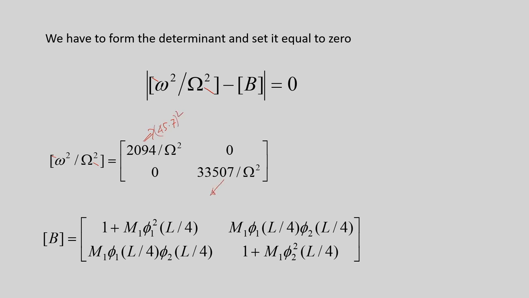And this is nothing but your 183.05 square. So this we can write now, 2094 by capital omega square, and this is a diagonal matrix, so the diagonal element is 33507 by capital omega square, and the off-diagonal elements are 0. Now the B matrix is, because the mass is only 1 and it is placed at this location L by 4, no other location is specified and no other masses are specified, and we have taken only two modes, so the size of the B matrix will also be 2.